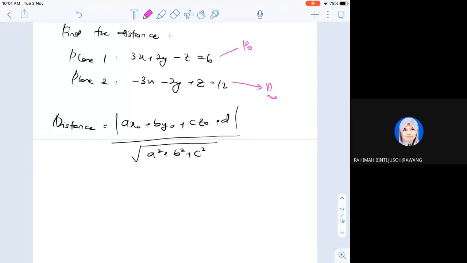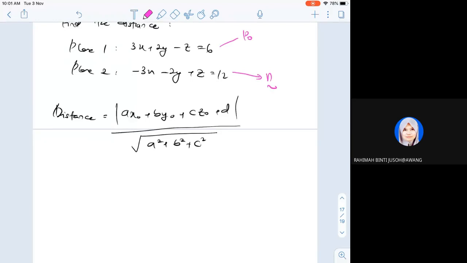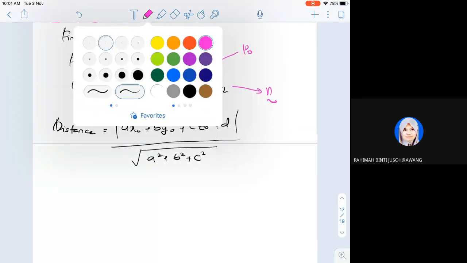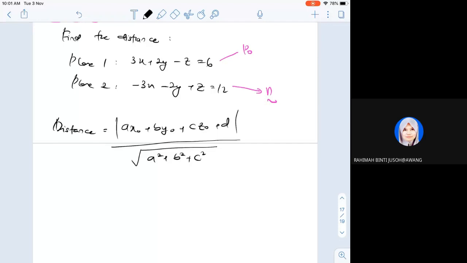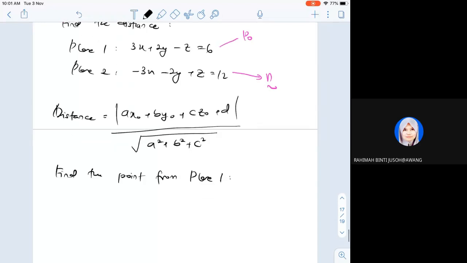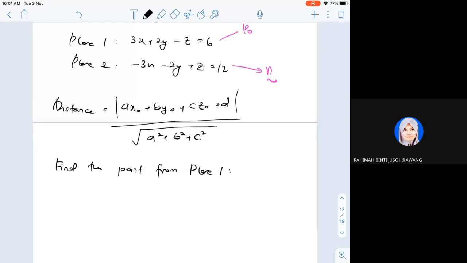Okay, so jom kita cari point on the first plane. How do we find the point from the first plane? Agak-agak, how do we find the point? Macam mana guys? Nak cari point, coordinate. Come on, my brilliant students. Dah pukul 10 dah ni. Macam mana? How do we find? Any idea? Or you don't have idea at all? Normal vector.